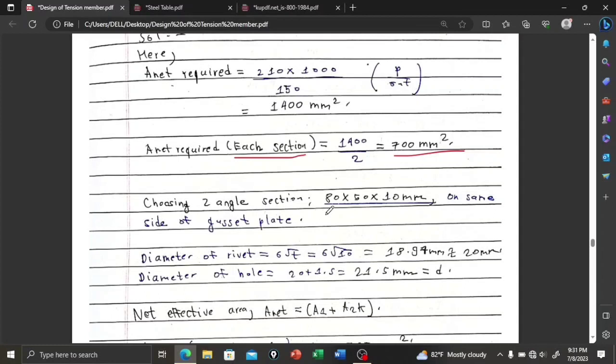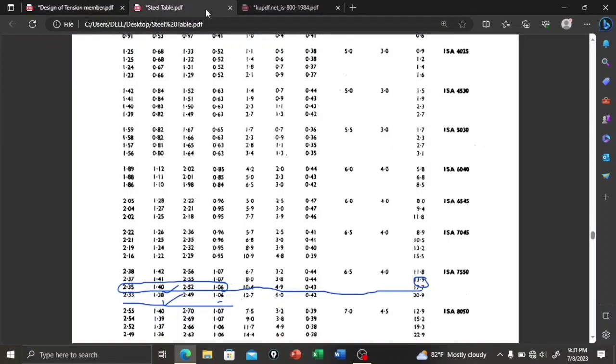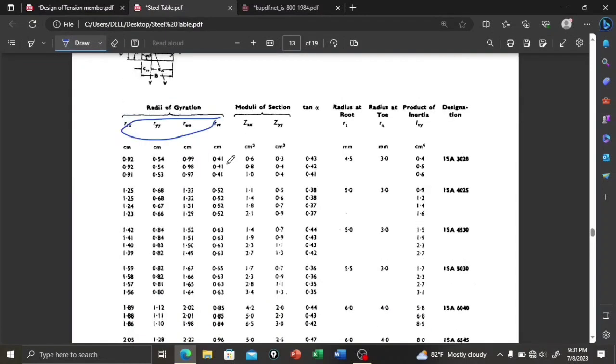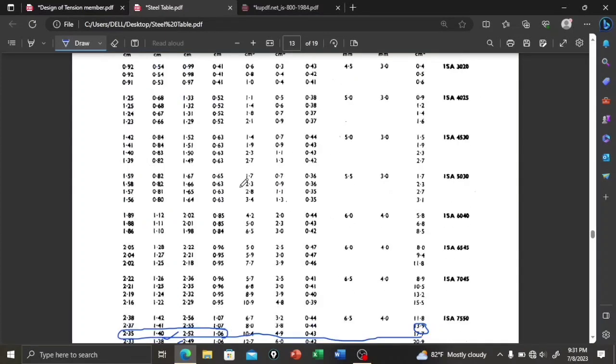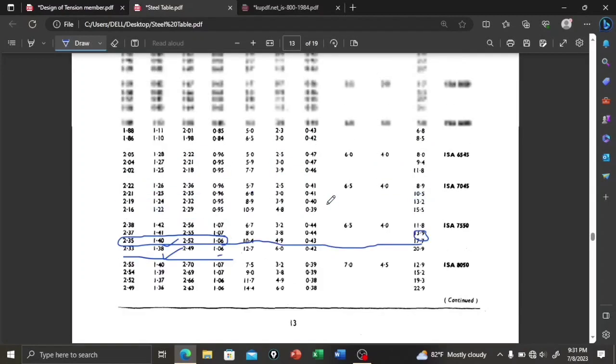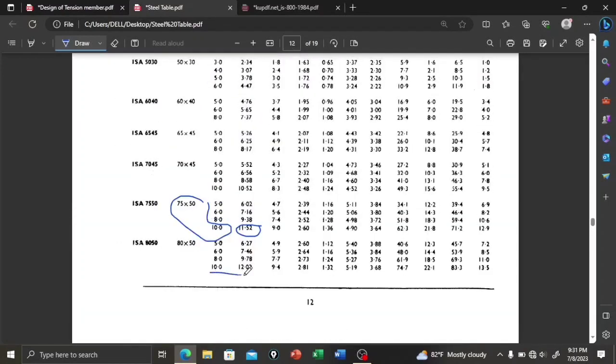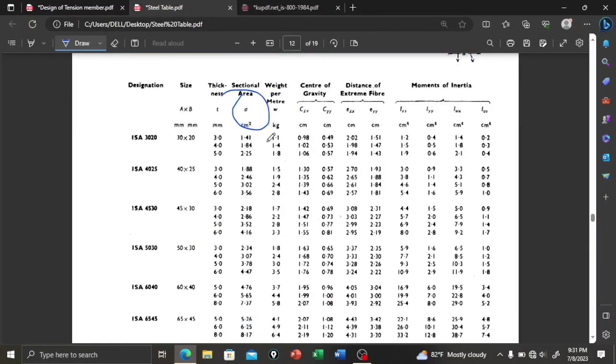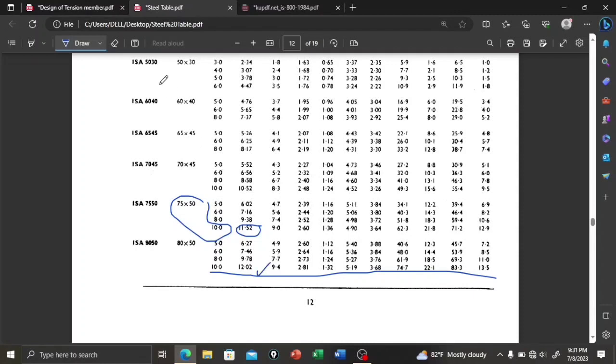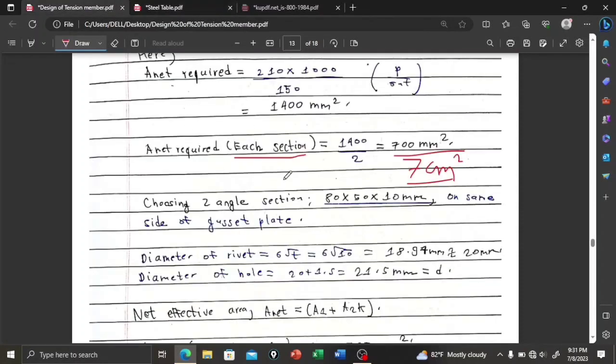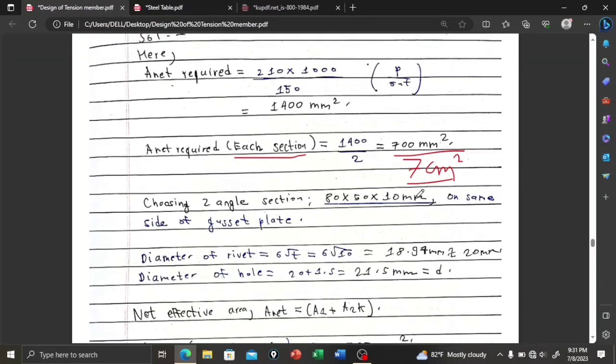Choosing two angle sections, the unequal angle section should have area greater than 7 cm². Choosing 80, 50, 10. So area is 12.02, which is greater than 7. 12 is greater than 7, so we choose that section.